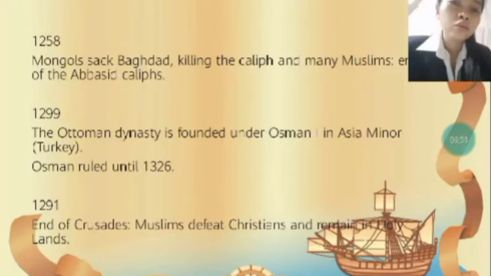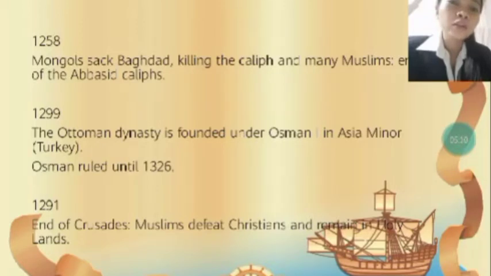In 1299, the Ottoman dynasty was founded under Osman I in Asia Minor, which is Turkey. Osman ruled until 1326 CE.